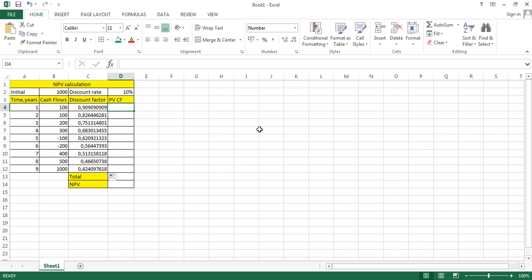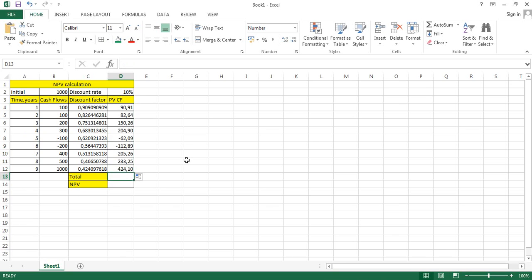So now you have to find the present value of your cash flows. What you do, you multiply your cash flows by your discount factor, or by the corresponding discount factor, and then you find the present value of each of the cash flows. Then you drag it down, and you have the present value of the cash flows for each year.